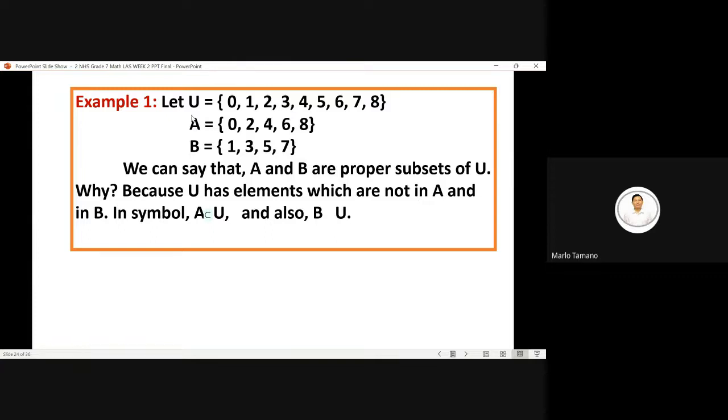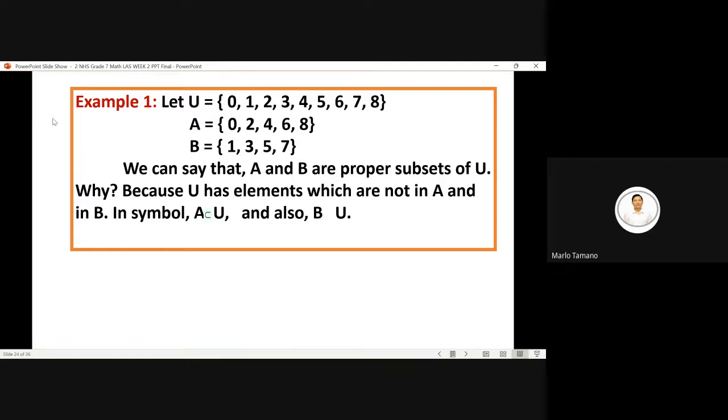Take a look. What are the elements of A? So, 0, 2, 4, 6, 8. So, what are the elements which are not in A? These are 1, 3, 5, 7. Alright? So, therefore, A is a proper, is what? It's a proper subset of U.